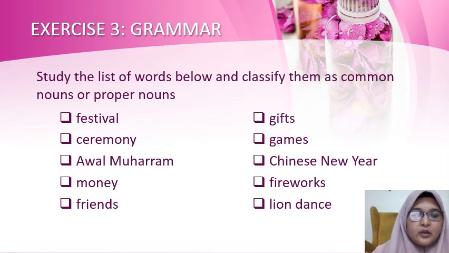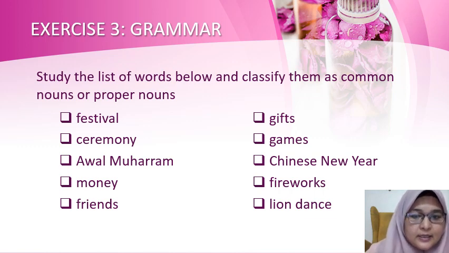Okay, so exercise 3 for today. Study the list of words below and classify them as common nouns or proper nouns. Festival, ceremony, Awal Muharram, money, friends, gift, games, Chinese New Year, fireworks and lion dance.